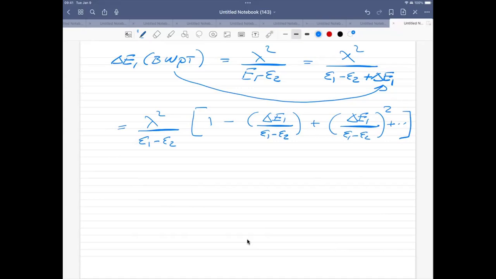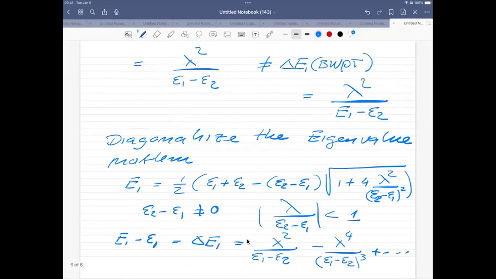So I can regroup these expressions. And that means that what I get then is lambda squared divided by epsilon 1 minus epsilon 2. And then I get a 1 minus lambda squared divided by epsilon 1 minus epsilon 2, and this is squared, plus, plus, plus, etc. So this is just a rewriting of the same equation. And obviously, since Brillouin-Wigner perturbation theory gave us the exact result, clearly when I perform a perturbative expansion, I should get the same result, which I got by performing this Taylor expansion of the square root.